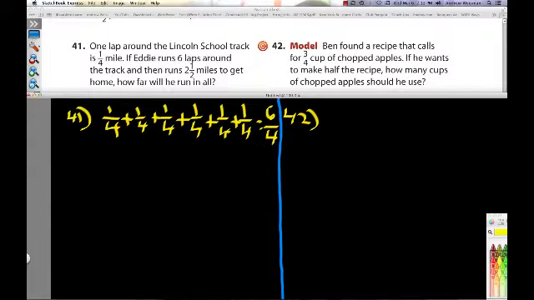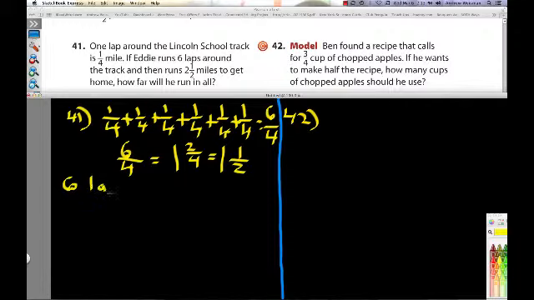6/4, okay, which I know I would have to change. This is an improper fraction, so I have to change that. 4 goes into 6 one whole time with 2 left over. And then I can reduce this fraction. It's a fraction I know can be reduced to 1/2. So I know that the 6 laps equals 1.5 miles.